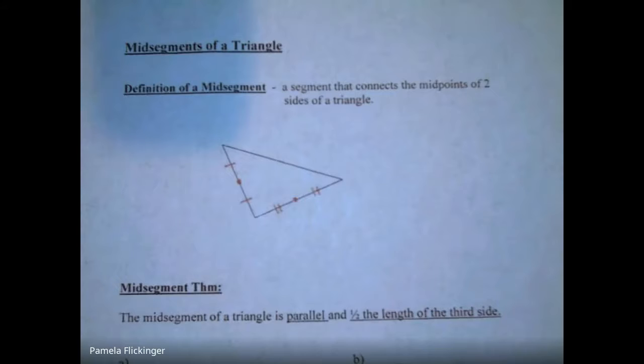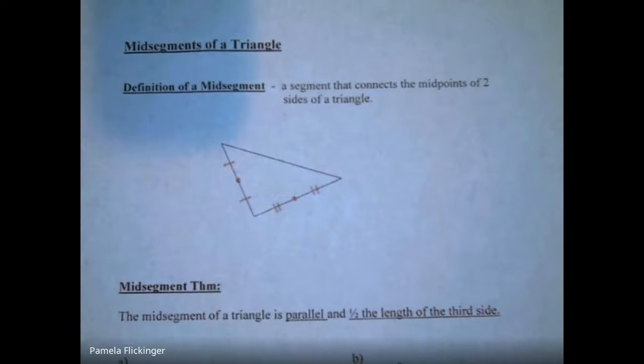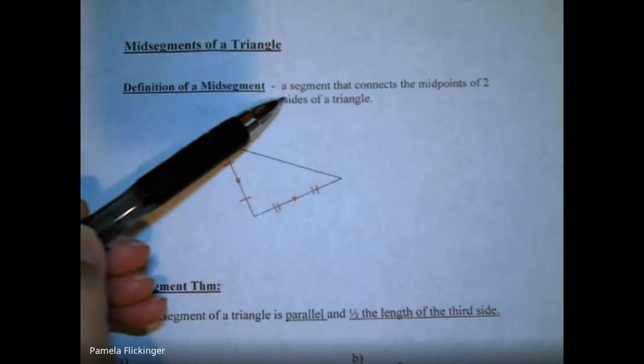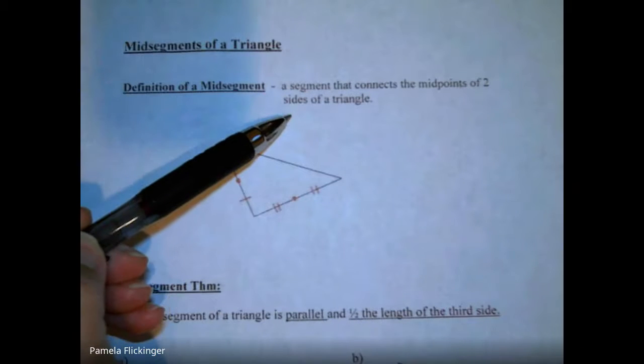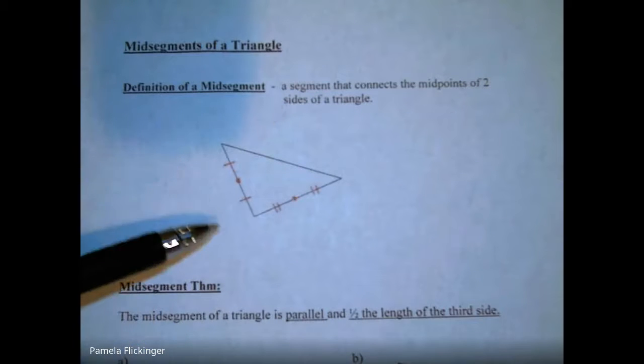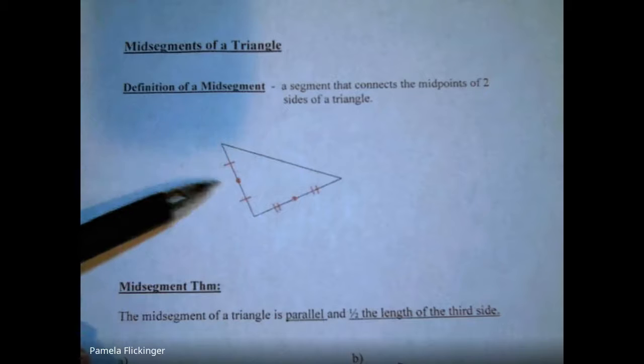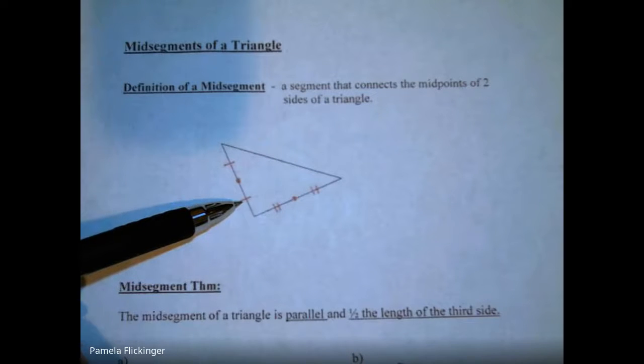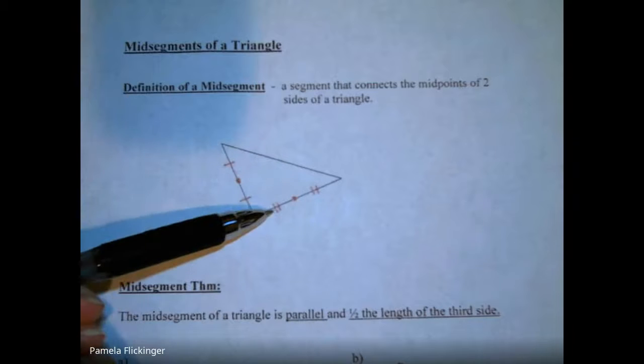Today we're going to look at midsegments of a triangle. The definition of a midsegment is this: it is a segment that connects the midpoints of two sides of a triangle. In this picture, I've got two midpoints labeled. I know they're midpoints because they're splitting each side equally into two congruent parts.